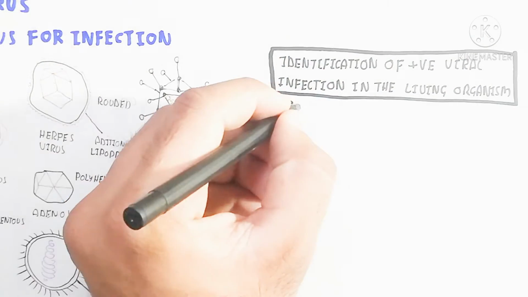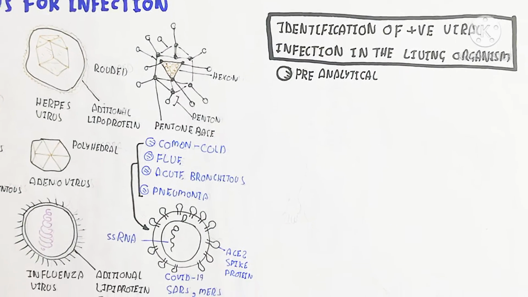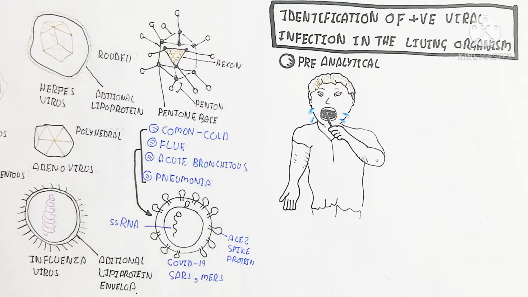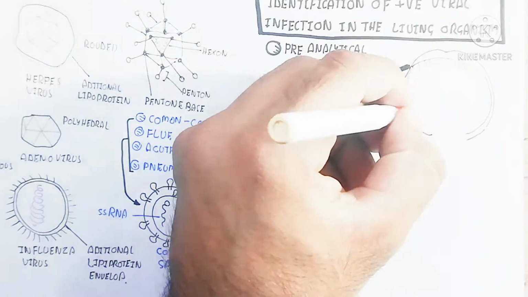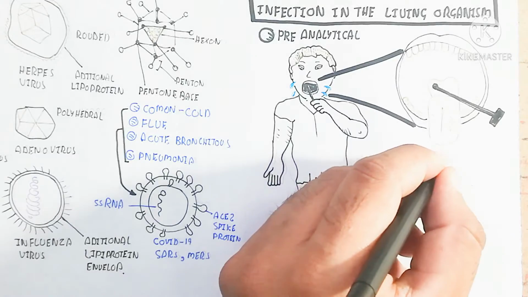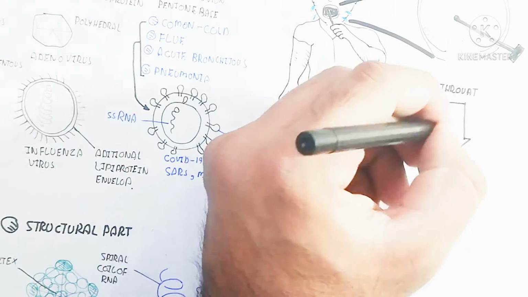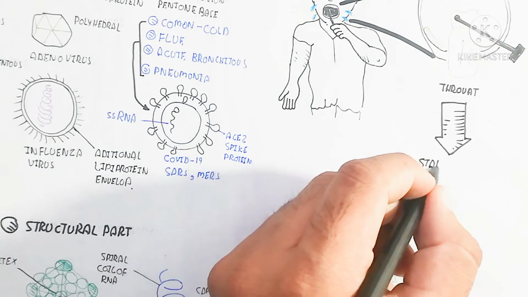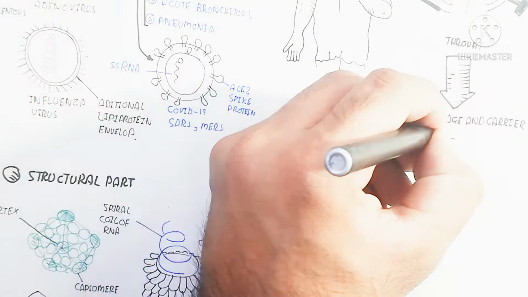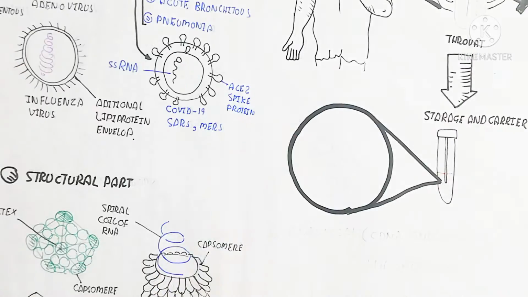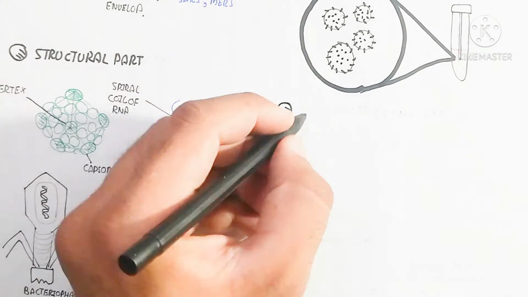So let's talk about the identification of positive viral infection in the living organism. First of all, the pre-analytical process, in which we collect the sample from the infected person, from the mouth and throat, with a sample collecting instrument. Then the storage and carrier contains the virus. This virus we will further process in the analytical step.